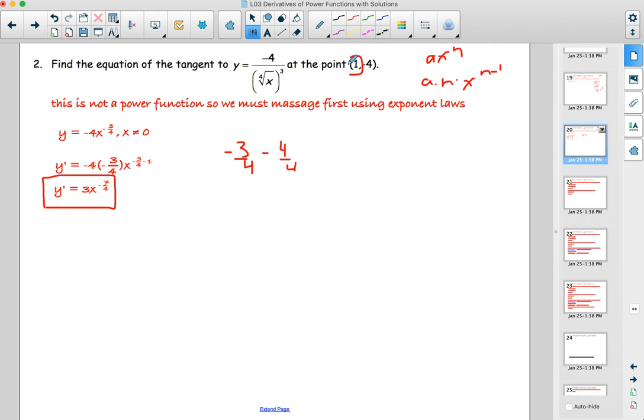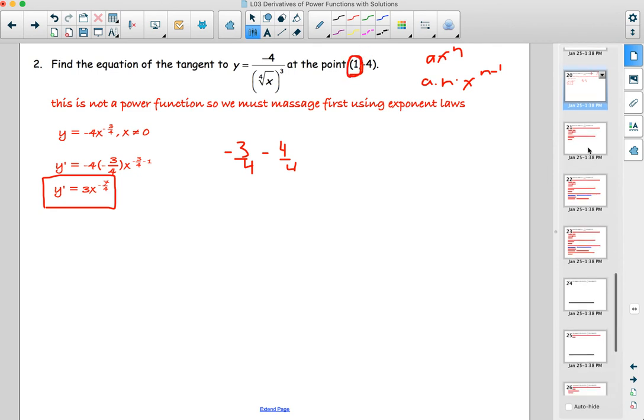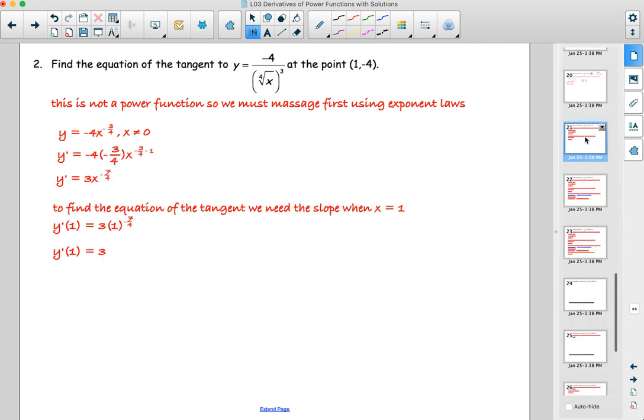So the next step would be find the slope of the tangent when x is 1. Again, you can be in control of the timing. I'm just going to move this forward. So now what we're going to do, a proper notation to show someone what you're doing, is we want to find y prime at 1.